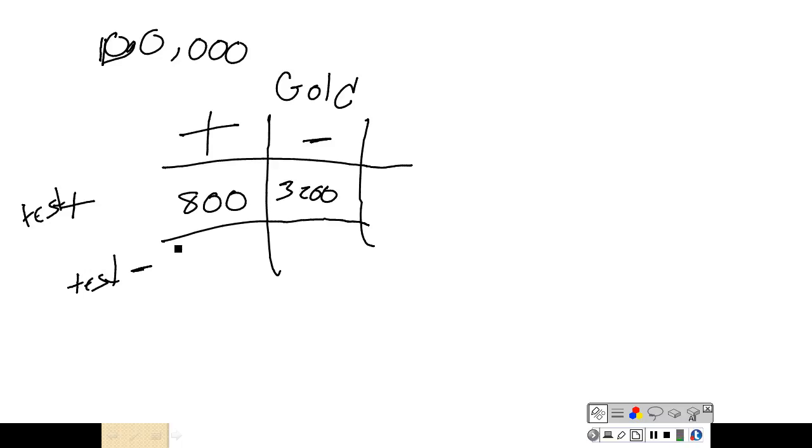We have 3,200 that tested positive but don't have the disease. We have 100 that truly have the disease but tested negative, and we have, let's see, 95,900 that don't have the disease and tested negative. So those are the true negatives, right?